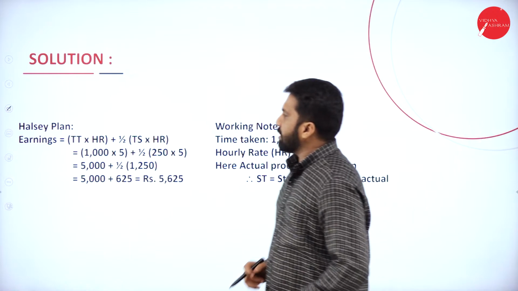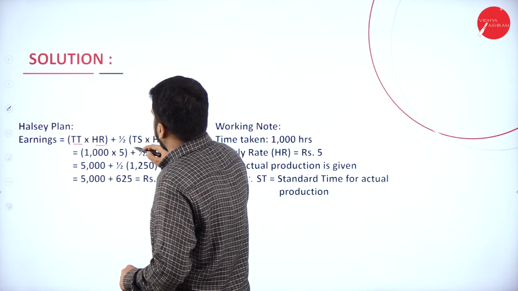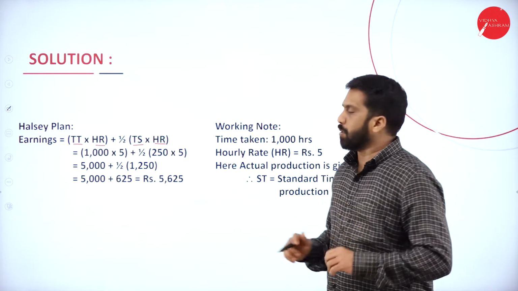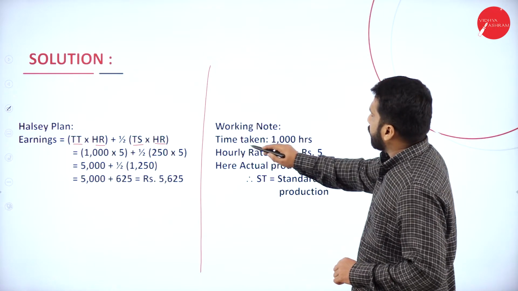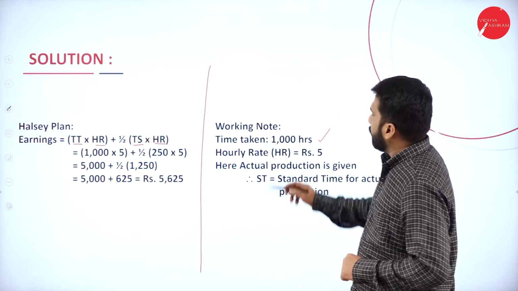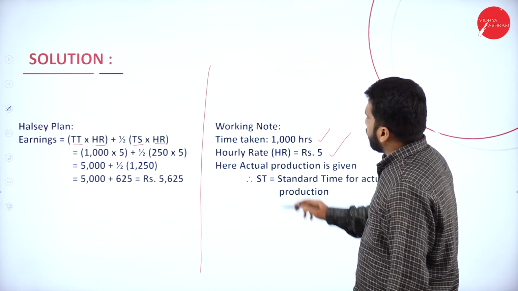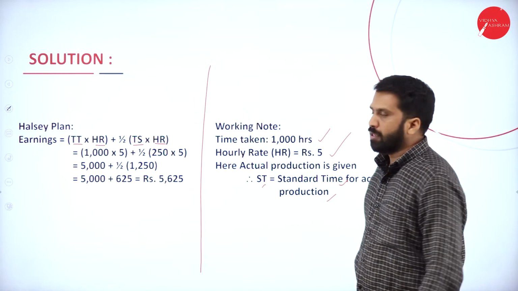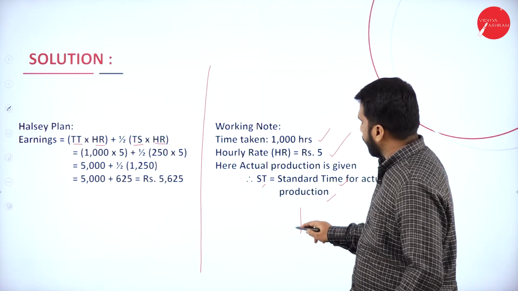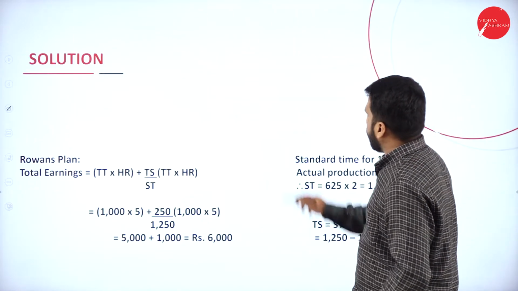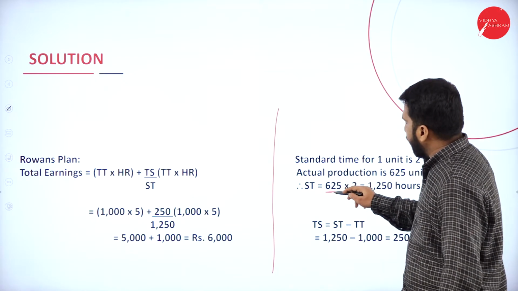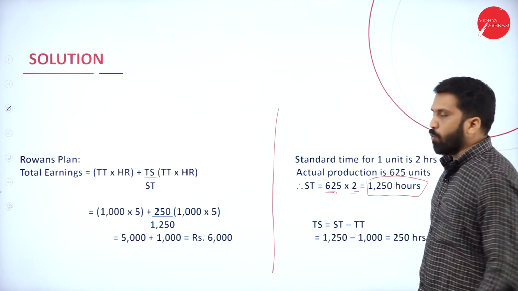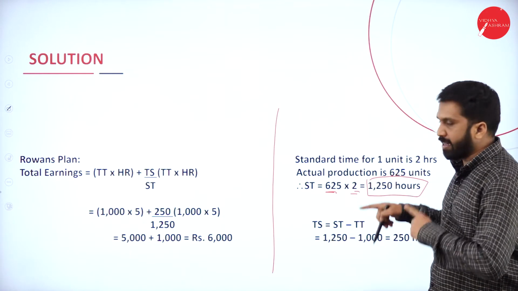Now, under Halsey plan, time taken into hourly rate, plus time saved into hourly rate. Before we go into the problem, we will go for your working note. Now, time taken 1000 hours. Hourly rate is 5. Here actual production is given. Standard time is equal to standard time for actual production. So I'll go for calculation, then I'll come back for this answer. What is your calculation? 625 units we have produced. 2 hours we require. What is the standard time? 1250. We already calculated there.